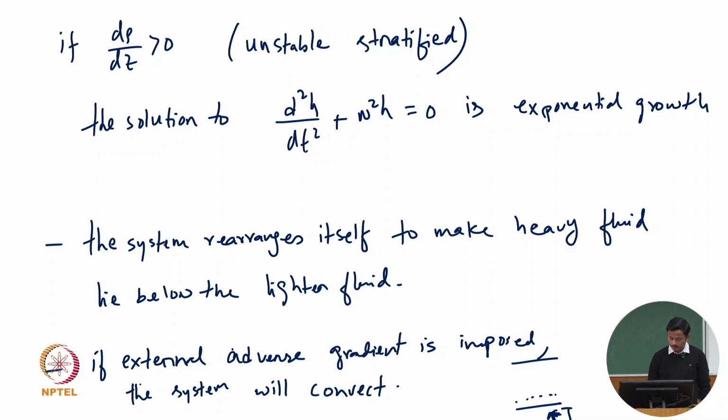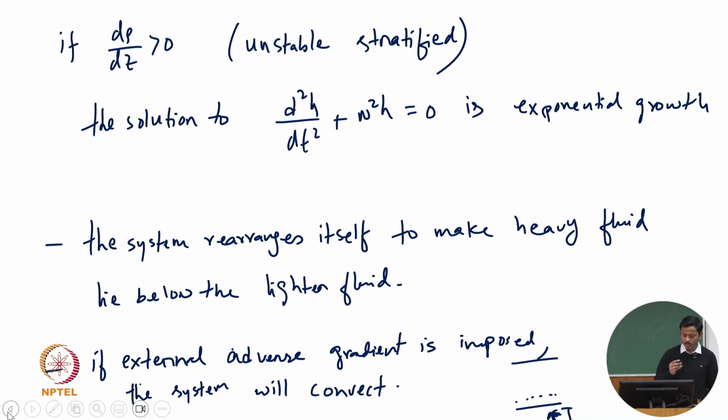So this is just a way to show how the instability arises and how this instability can be linked to this static displacement of the particle from its equilibrium position. So a state of convection is always an unstable state.